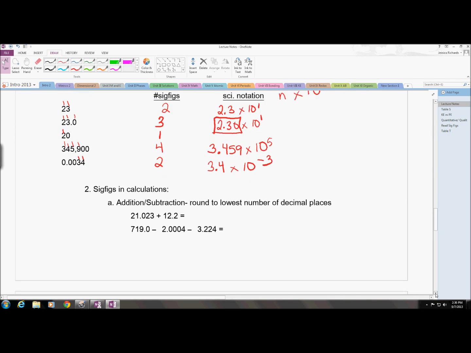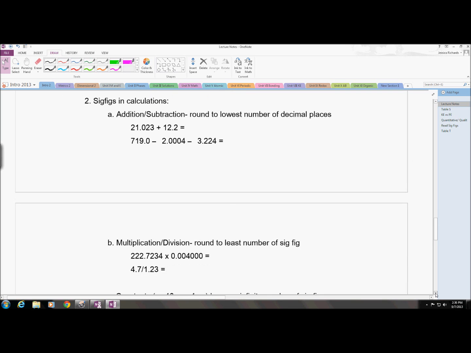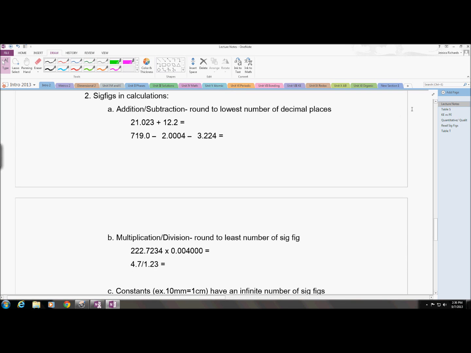So in calculations, you're going to have different rules depending on which math function you're doing. If we are adding and subtracting, we don't worry about significant figures, we worry about decimal places. So addition and subtraction, we're worried about how many decimal places our numbers have. So this should be pretty simple and straightforward. 21.023, 3 decimal places. 12.2, 1 decimal place. My answer can only have 1 decimal place.